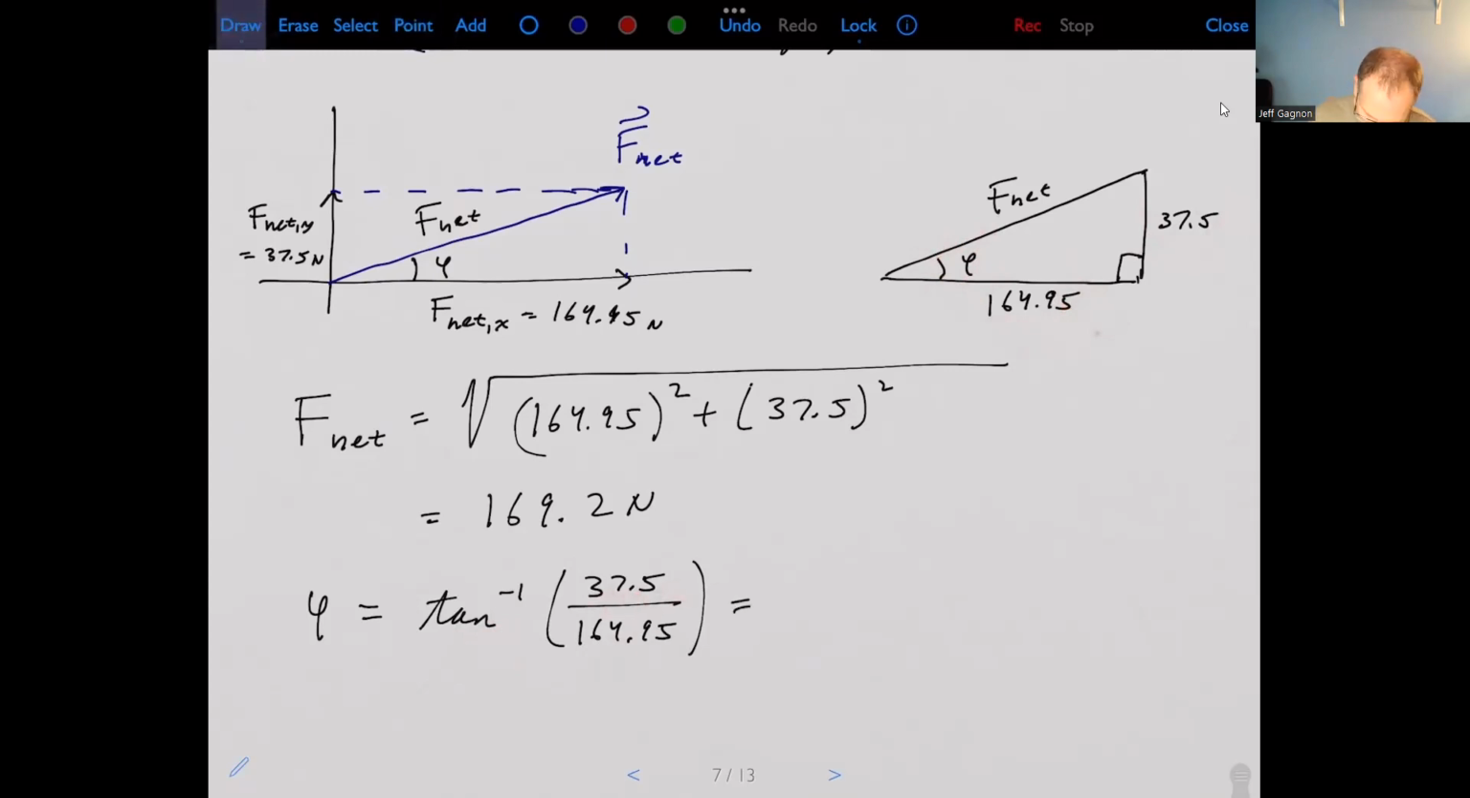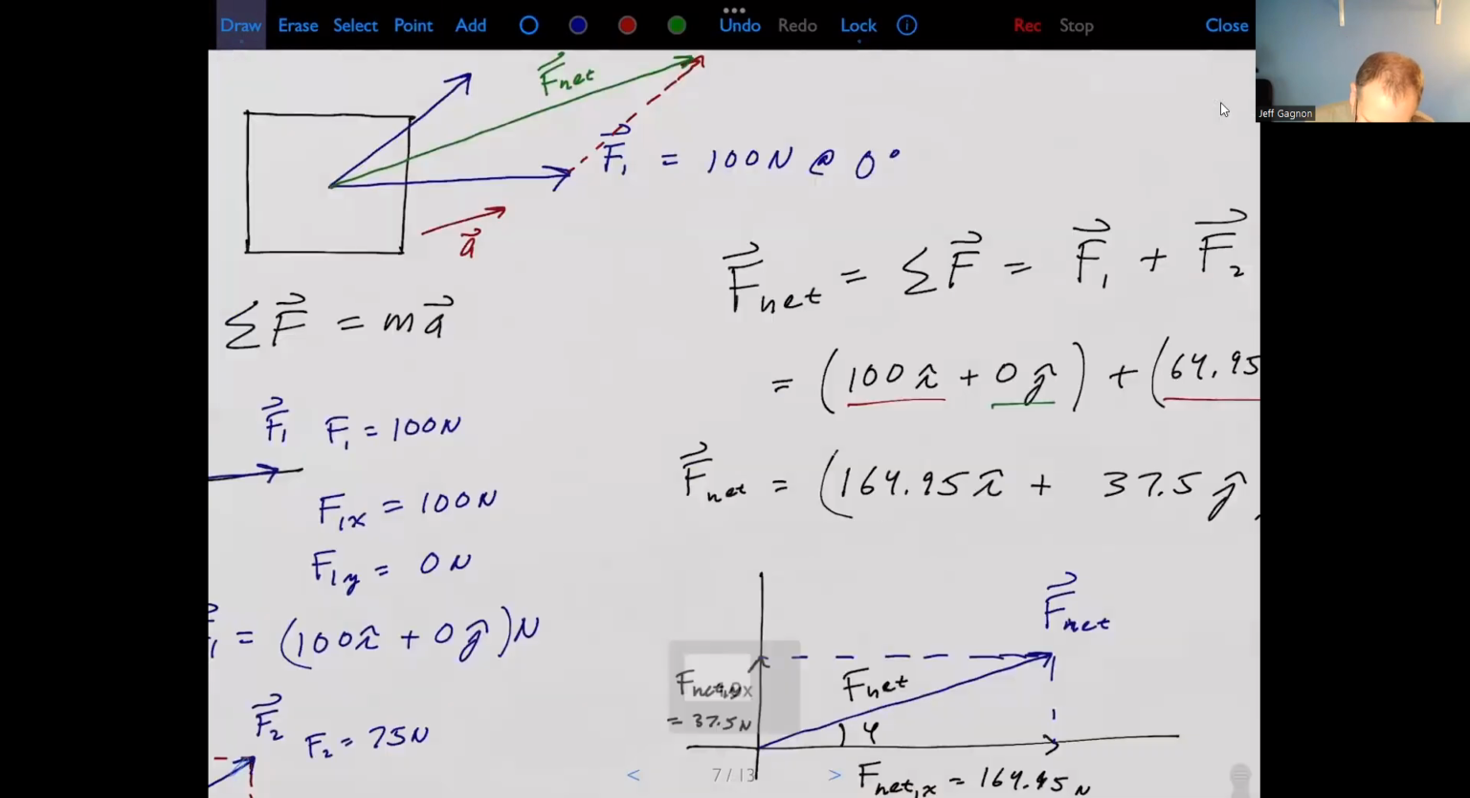Okay, and if you work this out, you're going to get 12.8 degrees. Because we're in the first quadrant, I could just leave it as 12.8, but just to be more clear, I'll write it as north of east, just to make sure that you know I'm in the first quadrant. But what did we want to solve in this problem?